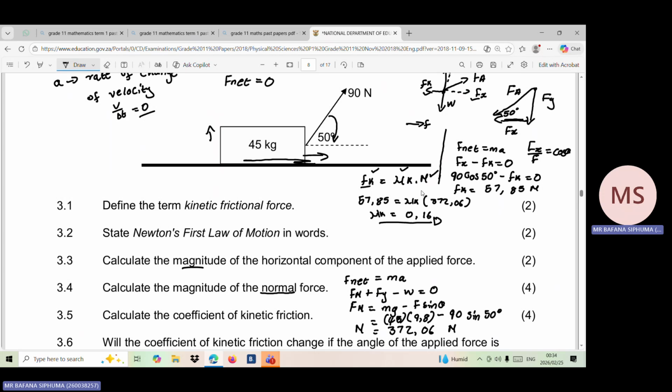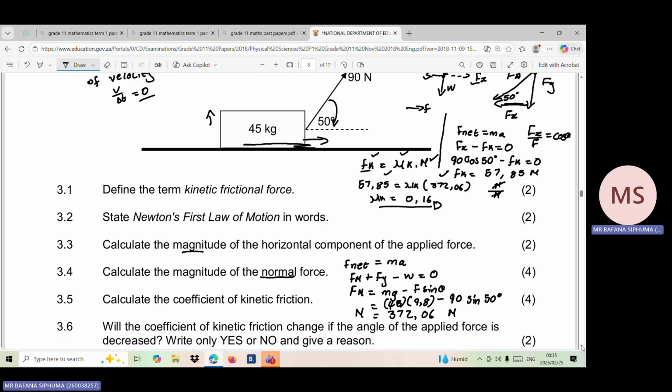And I have explained to you already why the coefficient of kinetic friction doesn't have a unit, because it is a ratio. This is a force and this is also a force. So a force divided by force, and if force is calculated in newtons, they are going to cancel and we'll be left with only the number right there. I hope we are fine. I hope we are fine.